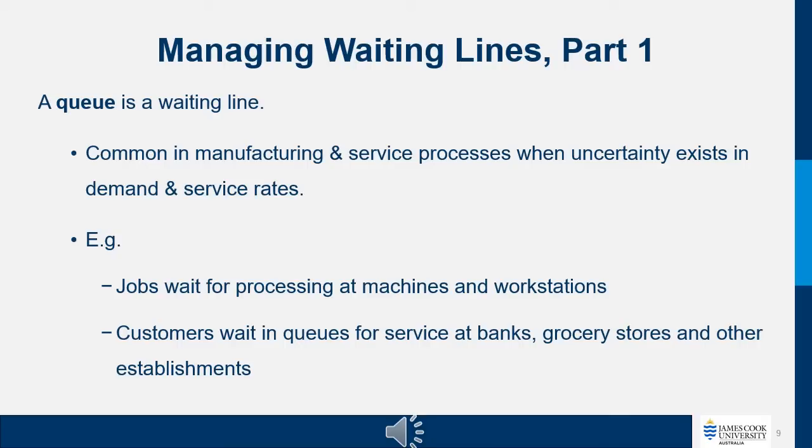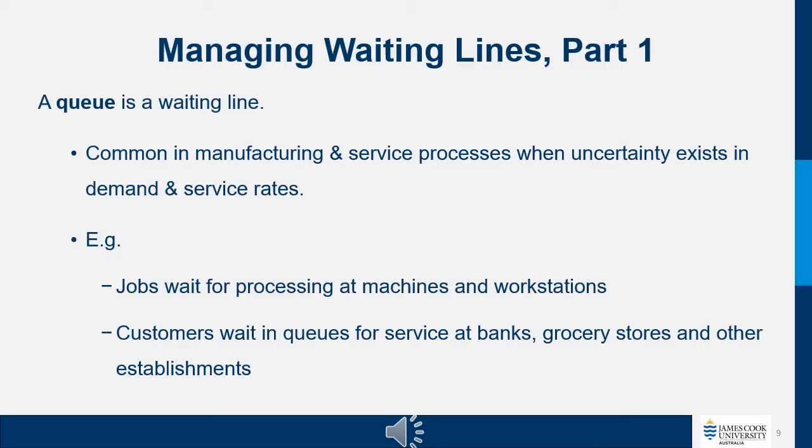One is manufacturing processes. Jobs or tasks often need to wait in queues before they can be processed at machines or workstations. This happens when there is limited capacity to handle all the incoming jobs simultaneously. Jobs are typically prioritized and placed in a queue until a machine or workstation becomes available for processing.